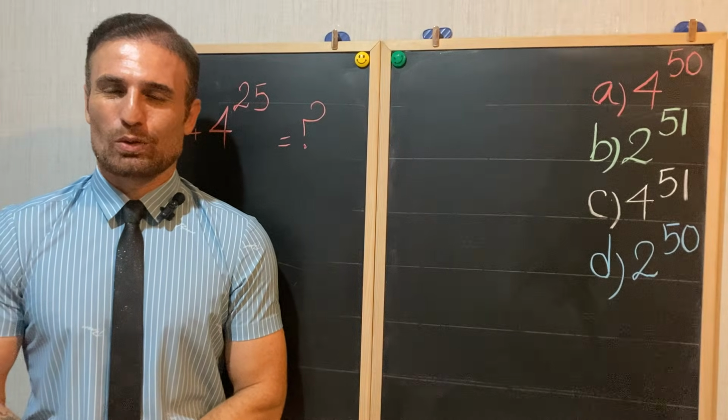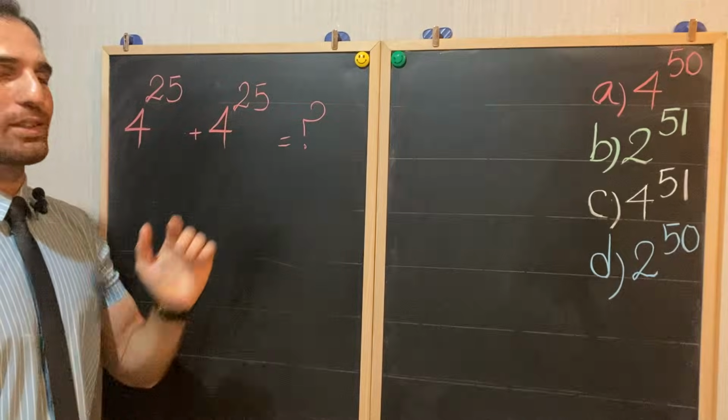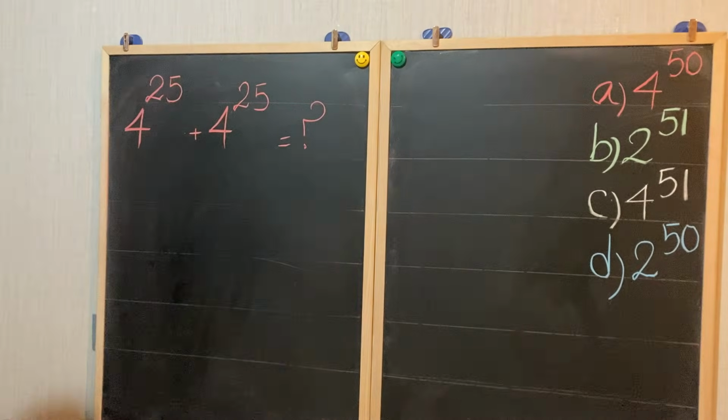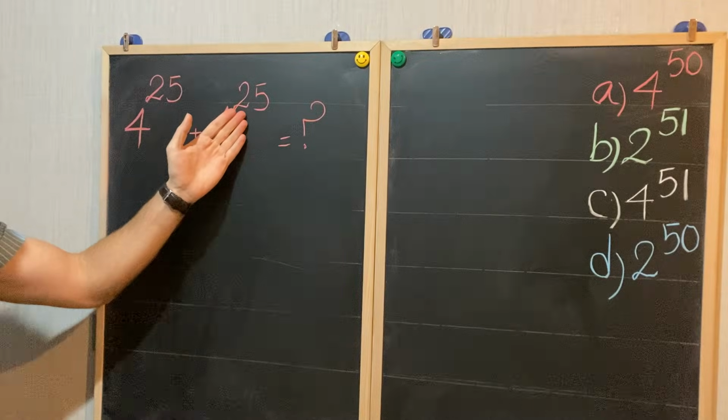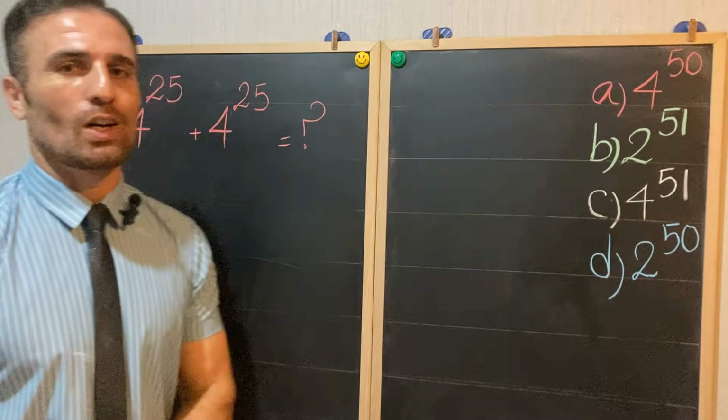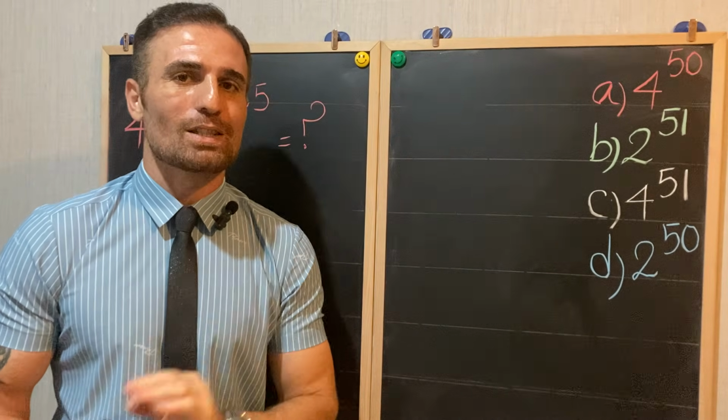In this lesson, we are going to solve this nice SAT question. It says find the value of 4 to the power of 25 plus 4 to the power of 25. To solve this question, I want to start with a very simple rule.